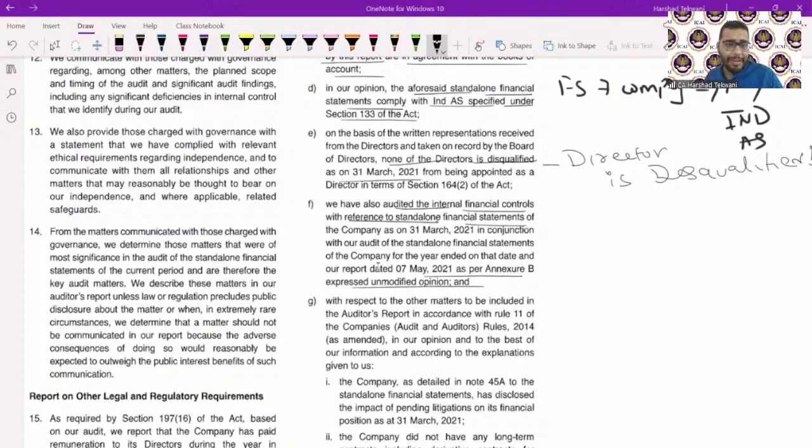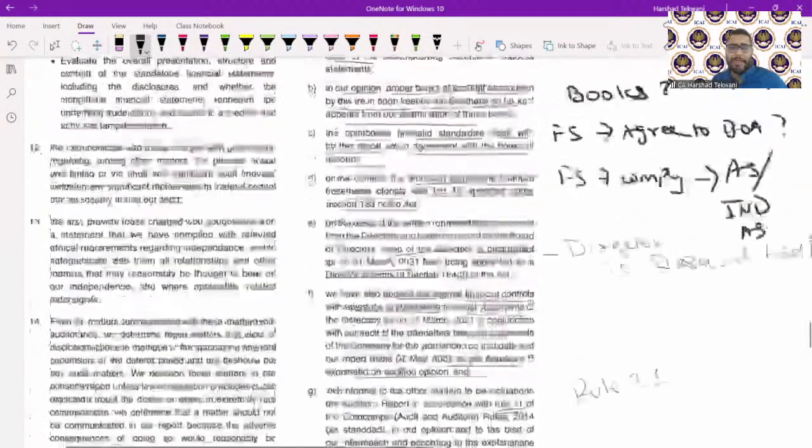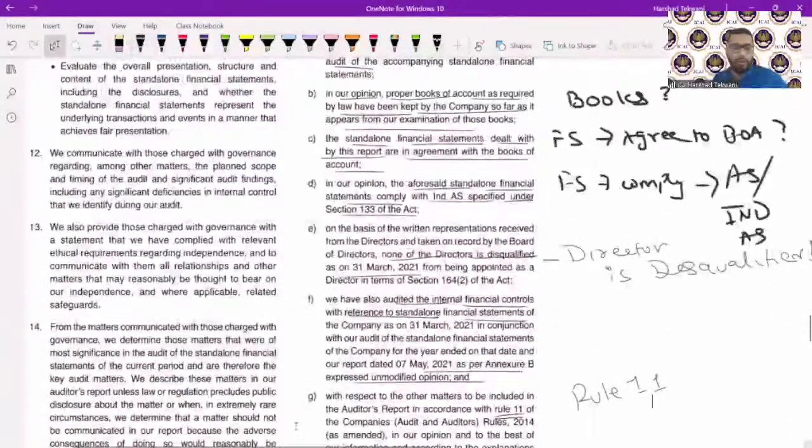Now there are additional requirements also, where the auditor is required to report as per Rule 11. See over here, Rule 11. Rule 11 says that along with 143(3), there are other matters on which the auditor is required to report. What are these other matters? One is whether the company has disclosed the impact of pending litigation. So I will also list these down so that it will be easy for you to go through the list at once.